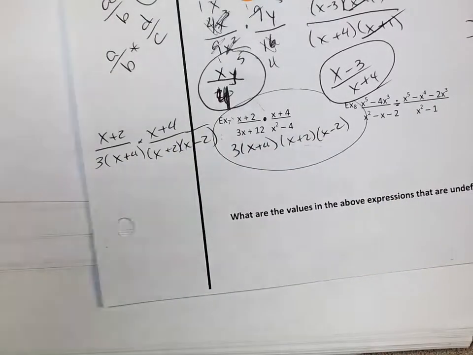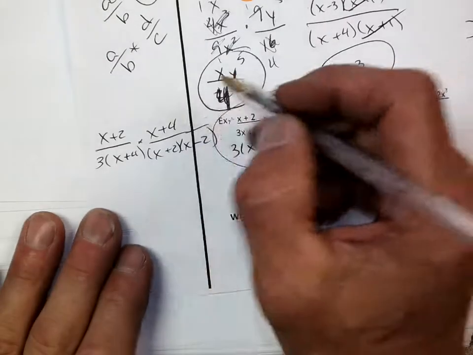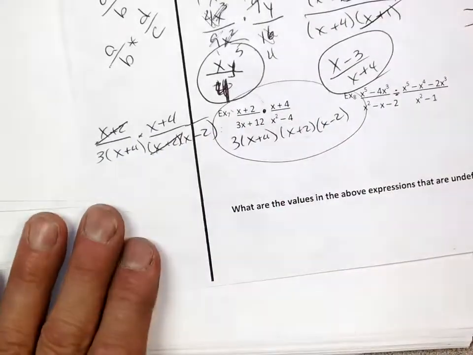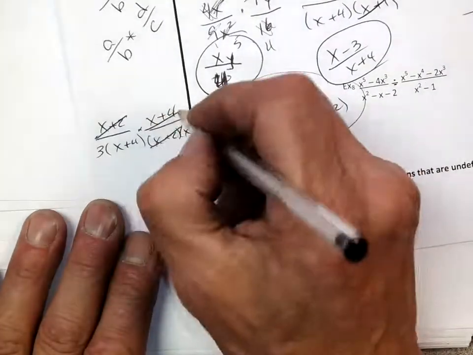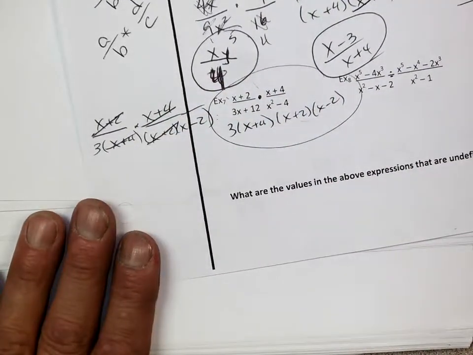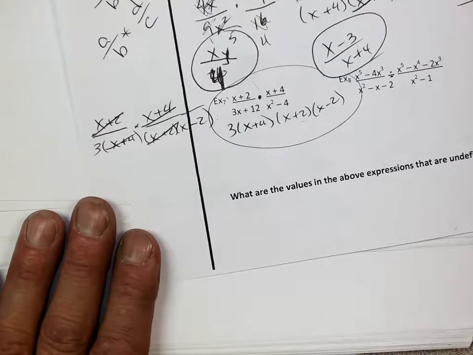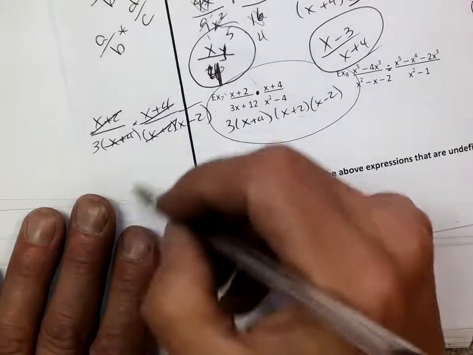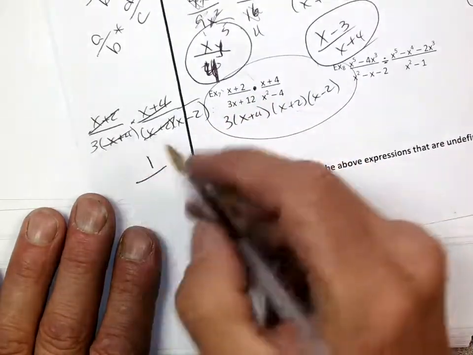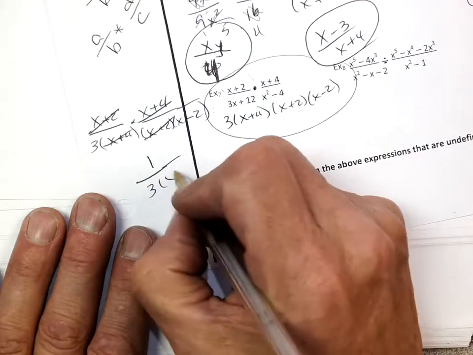And now it's pretty easy because you can see what cancels, right? So cancel, cancel. X plus 2 cancels with an x plus 2, right? Cancel, cancel. X plus 4 cancels with an x plus 4. So what are we left with? What's left on top? There's nothing left on top, but we have to have a number on top because it's a fraction, right? 1. You've got to put 1 over 3 times x minus 2.